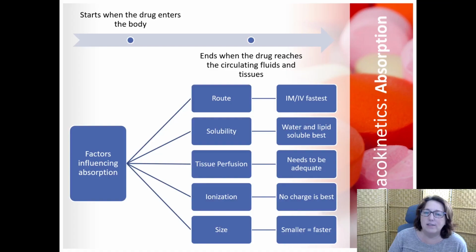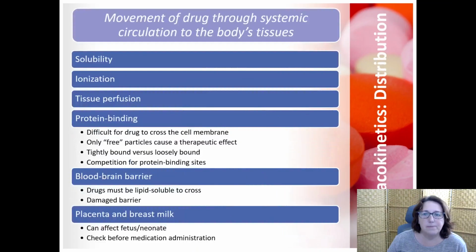Solubility: medications that are water and lipid or fat soluble absorb the fastest. Tissue perfusion: we need to have adequate blood flow. The tissue needs to be in good condition in order to absorb the medication. Ionization: no charge is best. Drugs that are positively or negatively charged are not absorbed as well. And size: the smaller the drug molecule, the faster it will be absorbed.